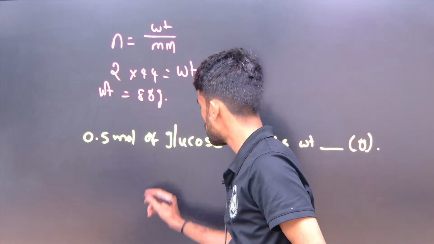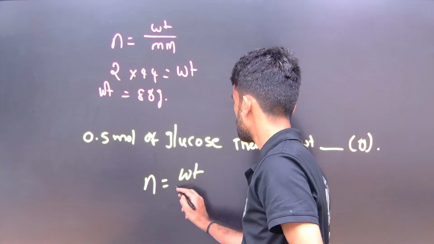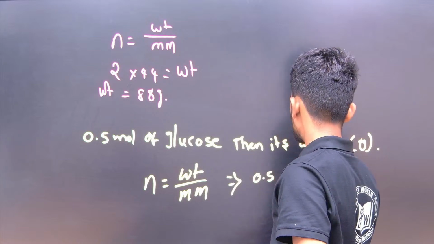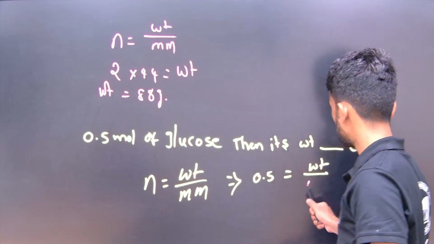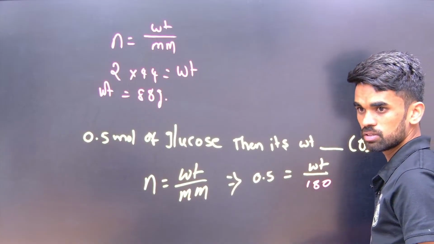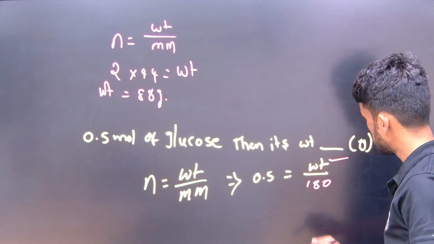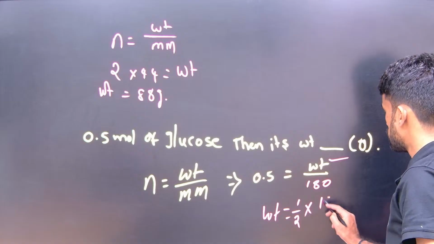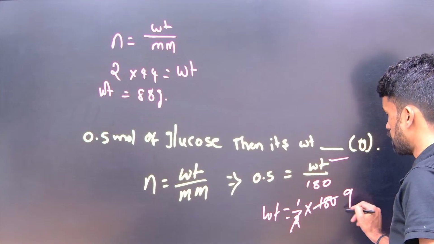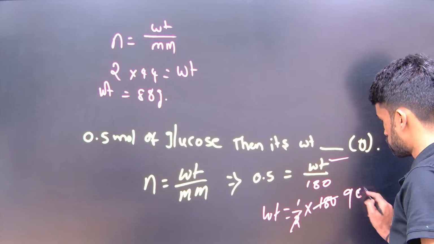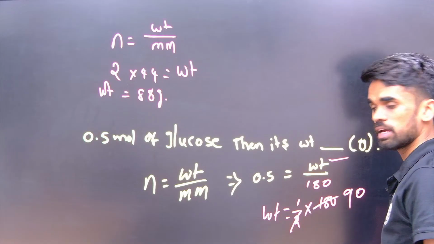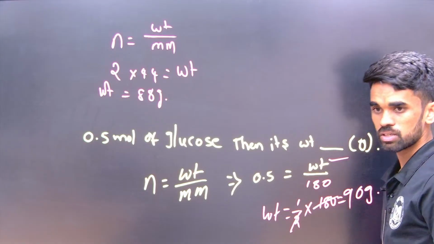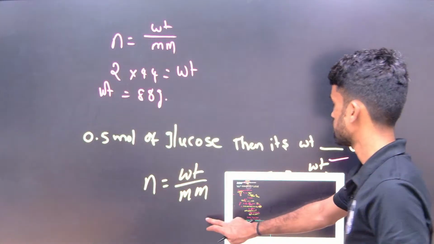So number of moles is given, again weight by molar mass. Number of moles is 0.5. Molar mass of glucose is 180 here. So you want to find the weight. So weight will be 0.5, which is nothing but 1 by 2, into 180. This will be 90. How many grams? 90 grams will be your answer. Okay, is that clear? Okay, next we'll move forward.